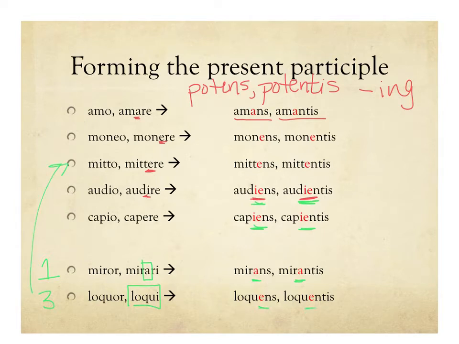Loquens, loquentis. Okay, so just as we do for other verb tenses, for example, when we conjugate the imperfect, we need to know what vowel to use. The same is true with present participles. Amans, monens, mittens, audiens, capiens. Okay, let's look though at the full conjugation.